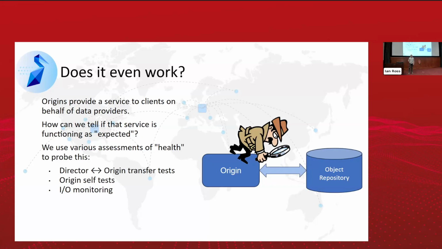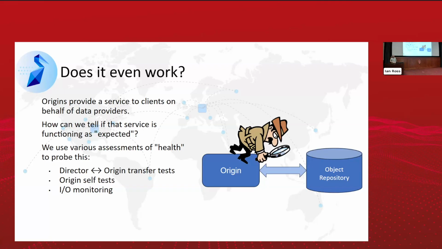This is where the director tries to mimic a client by going to this origin and saying, I'm here to put a file, put an object, and then I'm going to try to read back that object. And if we succeed doing that end to end, then we know clearly the origin is able to interact with the object repository because we completed this cycle of putting and getting the object. There are some problems with that though, right? Because the director comes in to act as a client, but it doesn't necessarily behave in the same way that the clients actually using this origin might behave.